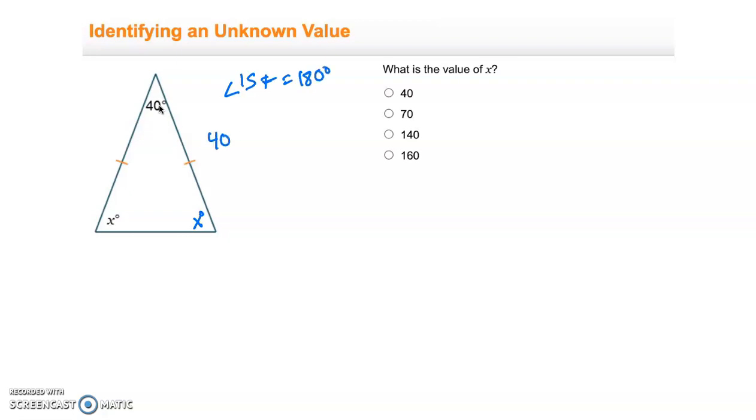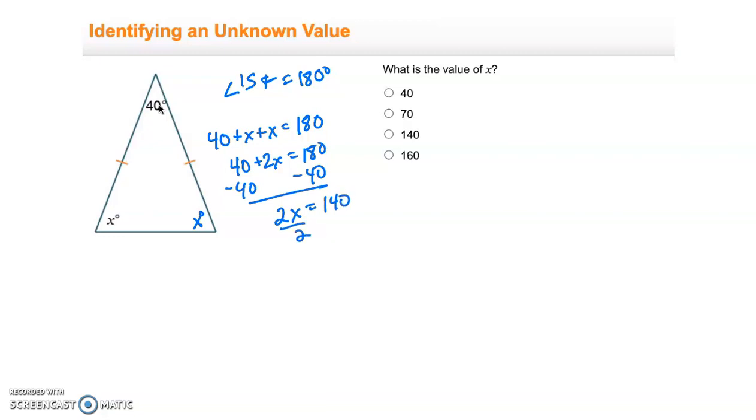So if I have 40 plus x plus x, that has to add up to equal 180 degrees. So if we just simplify that, it's 40 plus 2x equals 180. We subtract 40 from both sides. 2x equals 140, divide by 2, so x equals 70. That is the value of x.